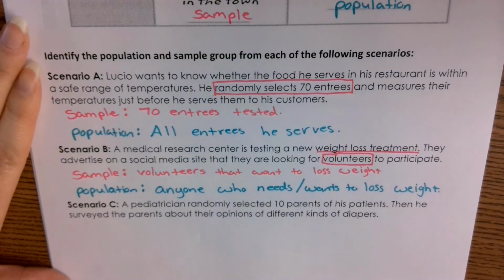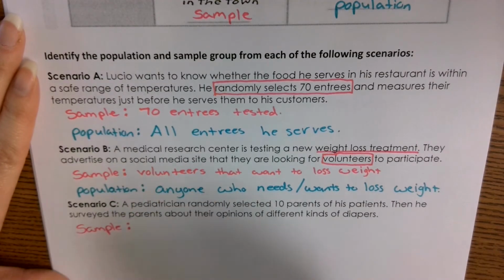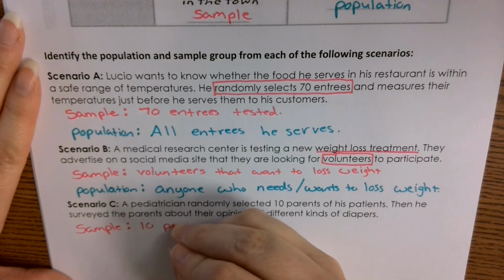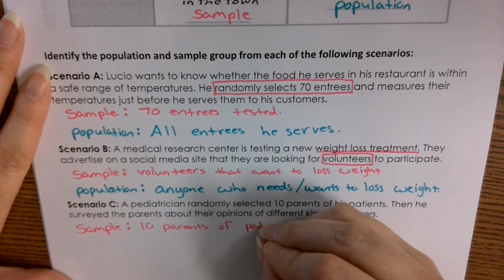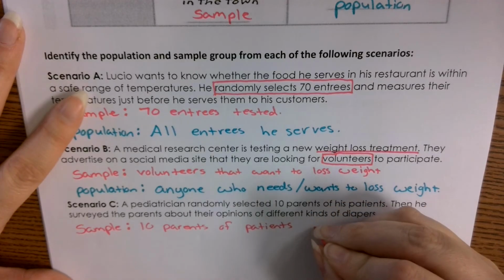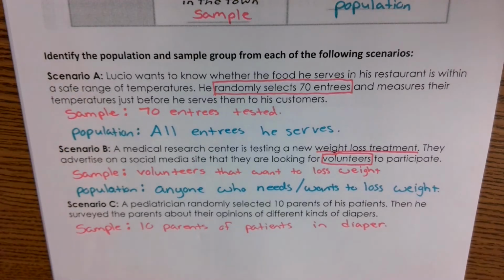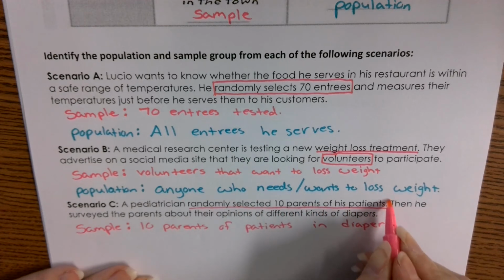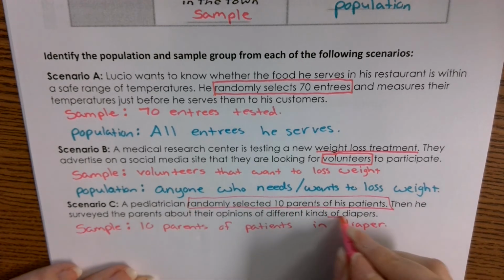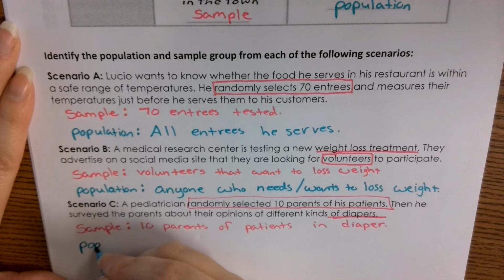No, they do not. They are not in those either. But you are going to want to focus on the 10 parents of patients that are in diapers. So we're focusing on people who have young children, right? Okay, so we know this. This is what's been given to us. Randomly selecting 10 parents of the patients, and we're focusing on diapers. So based off of that, what do you think is the population?